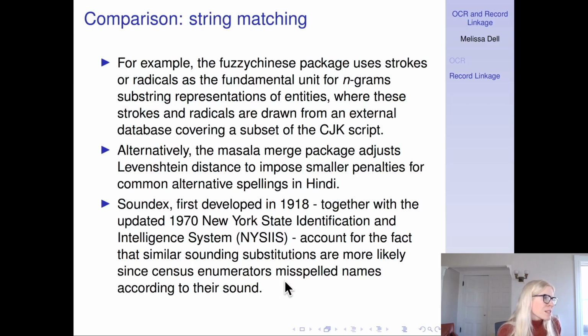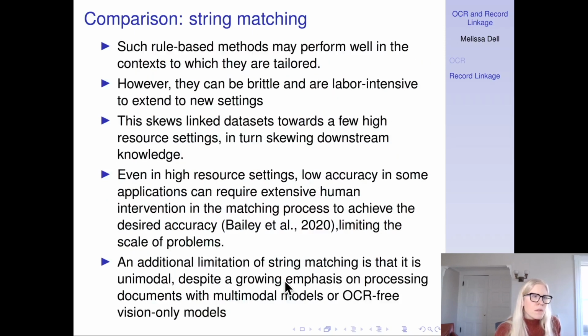But again, people have extended Soundex to other languages, but overwhelmingly it's been used for English, and it doesn't exist for all languages. And so these rule-based methods may perform well in the context to which they have been tailored, but they can be brittle, and also importantly, they're labor-intensive to extend to new settings. So this skewed linked data sets towards a few high-resource settings, like U.S. censuses, where there's been a lot of effort made to linking and designing substitutions that are probable, and this skews downstream knowledge. Even in high-resource settings, low accuracy in some applications can require extensive human intervention. If that's the case, it's going to limit the scale of the problems that you can tackle.